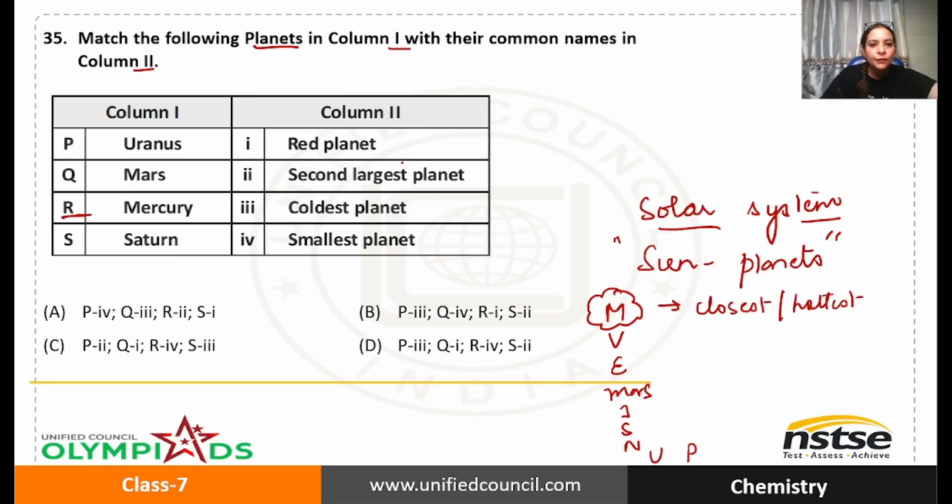Mercury is not a red planet. It is not the second largest planet. It is not the coldest planet. But yes, it is the smallest planet because it is near to the sun. So that means R matches with 4.